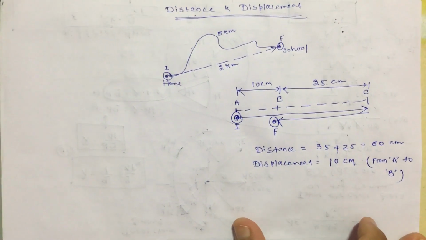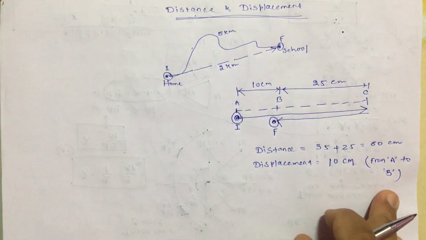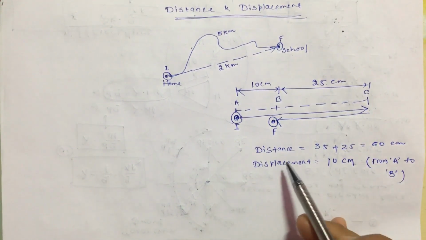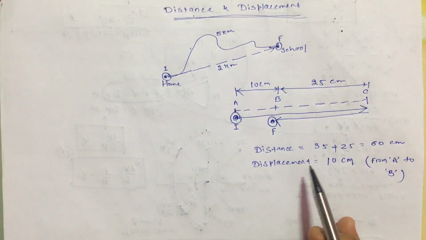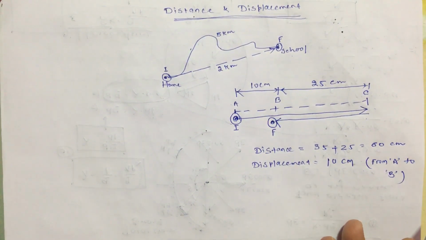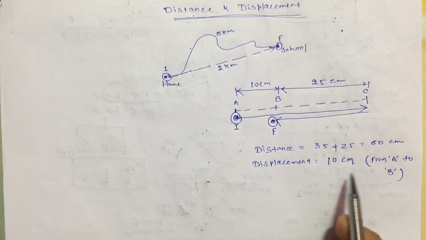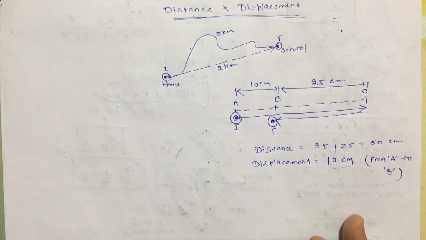So the displacement is 10 centimeters from A to B. You have to mention this, because remember, you have already learned that distance is a scalar. It has only magnitude. You don't have to mention the direction, but displacement is a vector. It has both quantities, the magnitude and the direction. This is the magnitude, this is the direction.